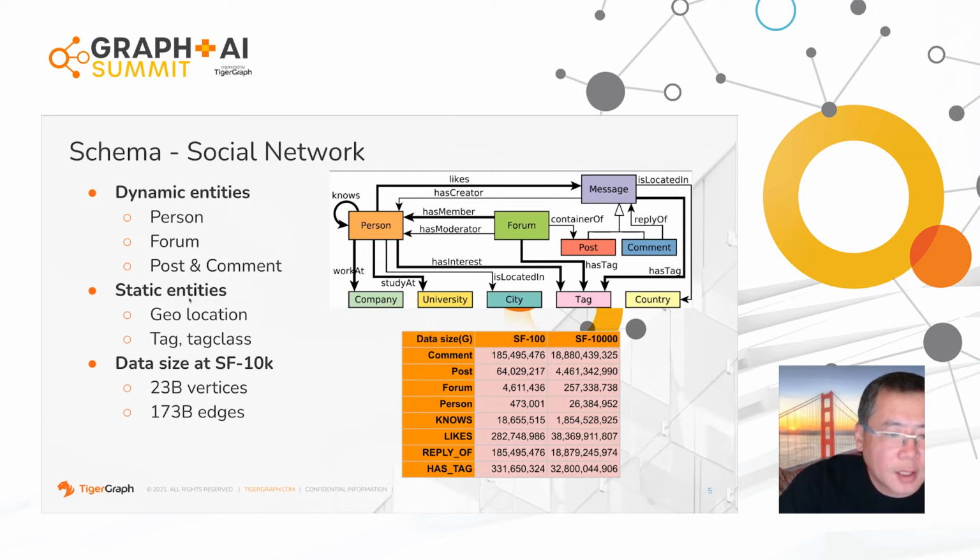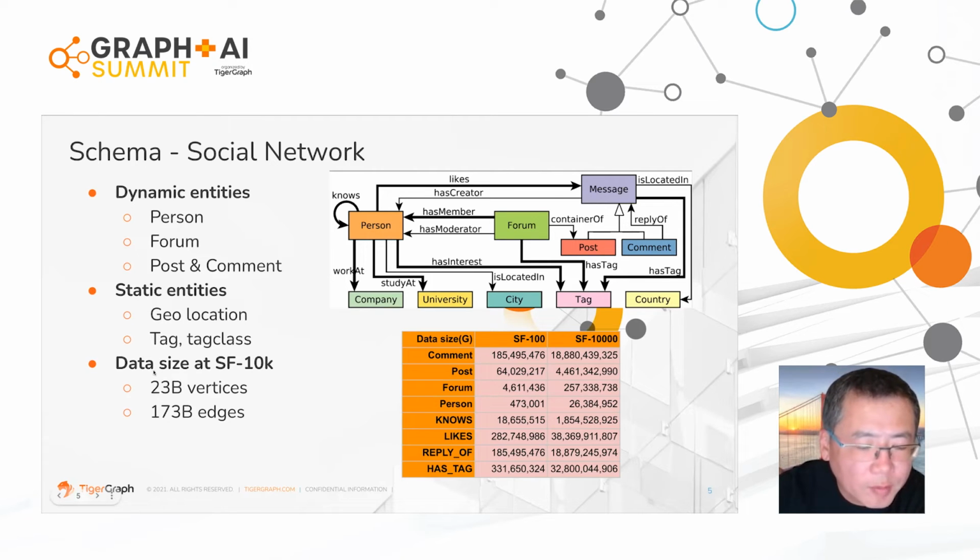And this set of entities is fixed, a set of fixed entities that associate with each scale factor. So for example, you have a certain number of universities, a certain number of cities, and a certain number of tags and tag classes, etc.